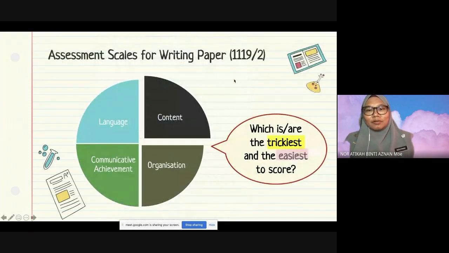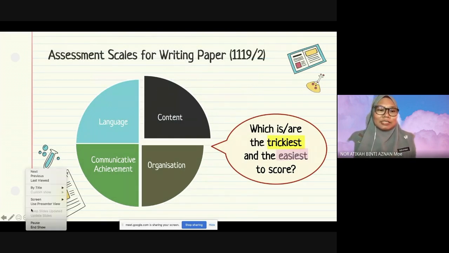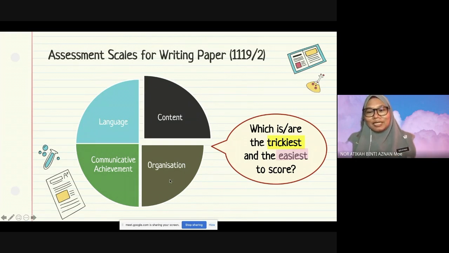So the assessment scale for writing paper 2. Which task is considered as the trickiest and the easiest to score? Okay, so do you think it is easy to write content? Do you think it is easy to tackle the organization of your essay? How difficult does the language get as you go through the task? Do you have a problem communicating your idea in the specific language? Do you still have trouble translating the keywords or certain vocabulary in the English language?